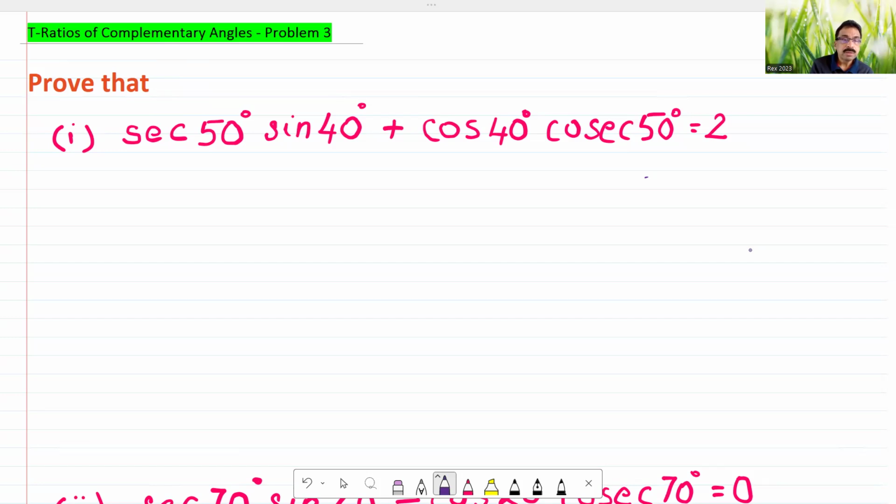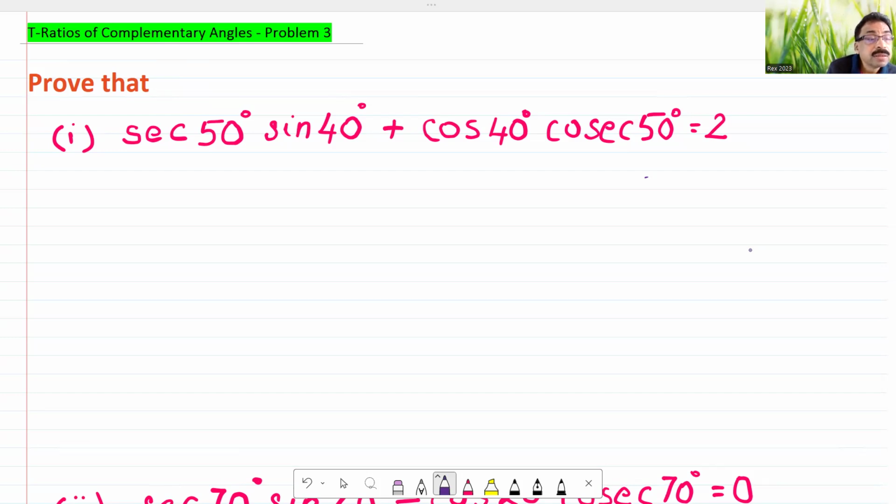Now the approach here is going to be that the first term, there is a 50 and a 40, right? So we're going to convert either the 50 in terms of 40 or the other way around. In the second term, there's a 40 and a 50. You can convert one of them in terms of the other. So let's get started here.